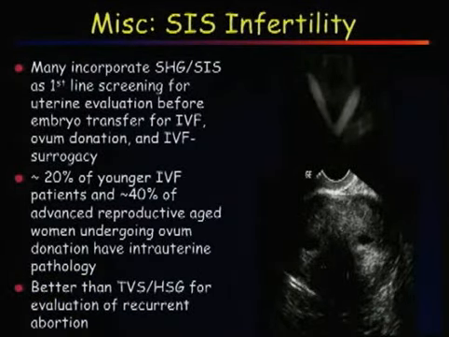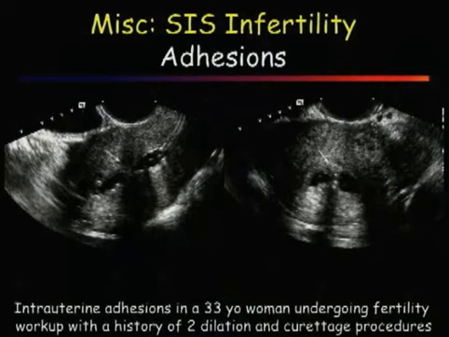You can use SIS to evaluate infertility. Here's a müllerian fusion abnormality seen on SIS. Here's an example of Asherman syndrome following D&C. We had multiple adhesions, bringing the uterus down.